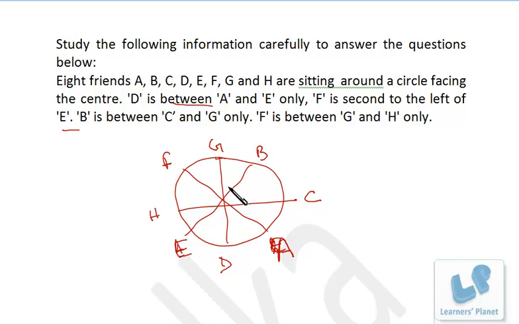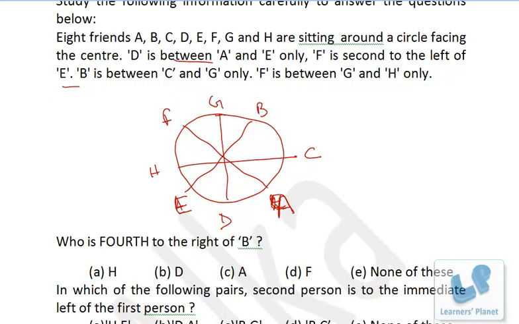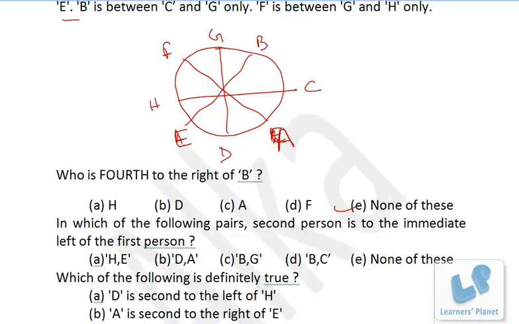That took us around 40 seconds to crack. After that, all the problems will be very easy to solve. Let's see. Now who is fourth to the right of B? B's right is this side. So 1, 2, 3, 4. That's E. Okay, so that's none of these.